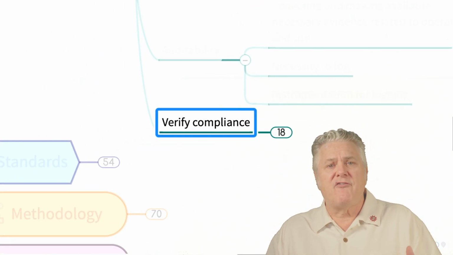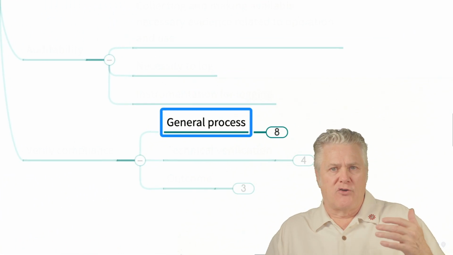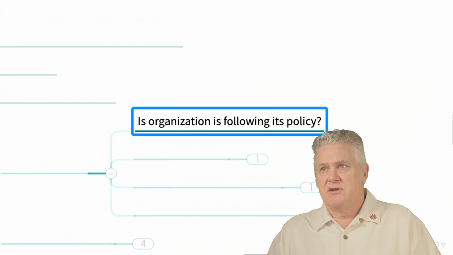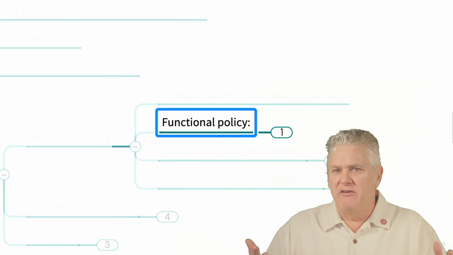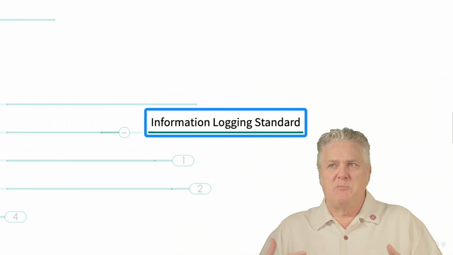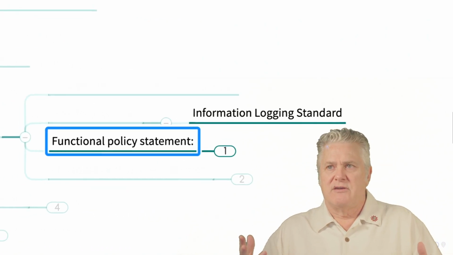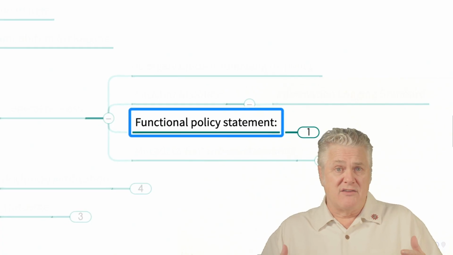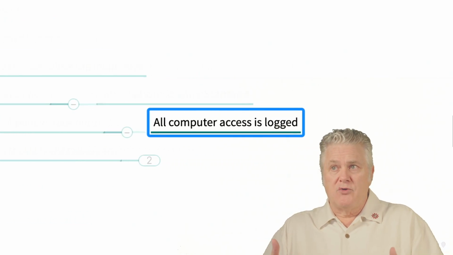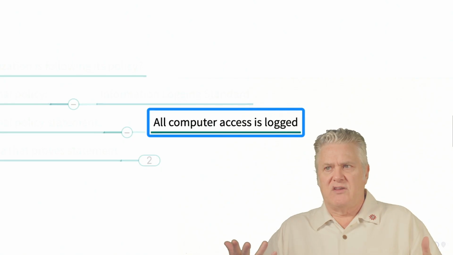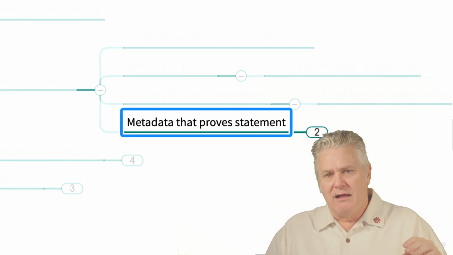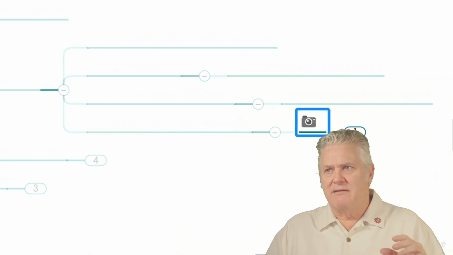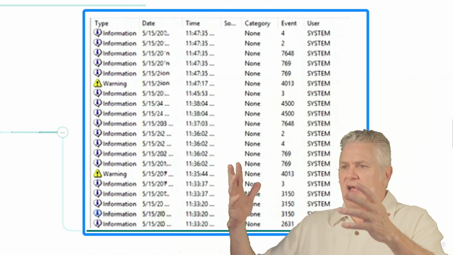When we talk about verifying compliance, let's break it down first into the general process. So is the organization following the policy? And we'll pick one functional policy, and that's going to be the information logging standard. And then there's going to be a functional policy statement: all computer access is logged. Okay, that seems reasonable for us. Now we have the metadata that proves that statement. And that's going to look something like this.